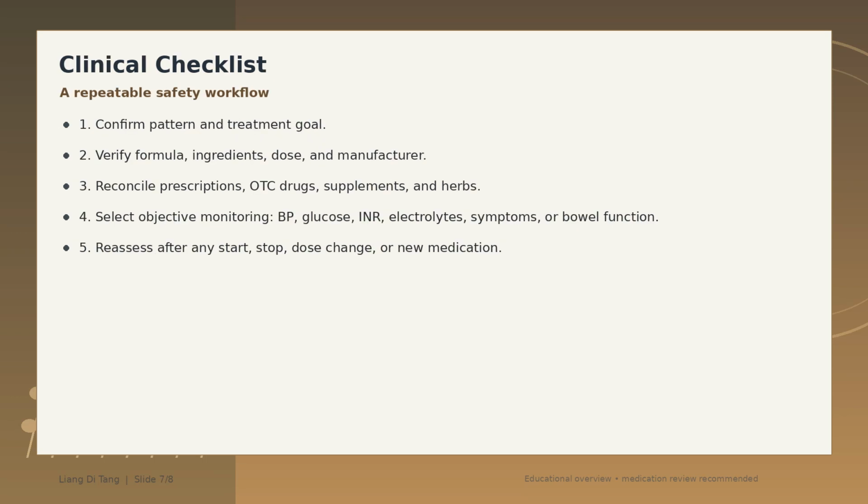A useful clinical checklist has 5 steps. 1. Confirm the traditional pattern. 2. Identify the exact product and full ingredient list. 3. Reconcile prescriptions, over-the-counter drugs, supplements, and other herbs. 4. Identify measurable endpoints, such as blood pressure, glucose, INR, electrolytes, symptoms, or organ function when relevant. 5. Reassess after starting, stopping, or changing the formula rather than assuming the response will be stable.